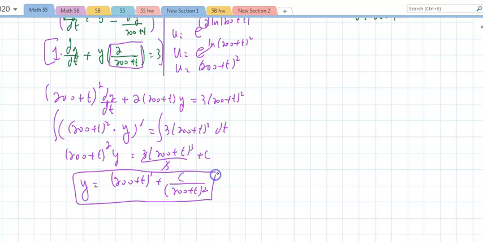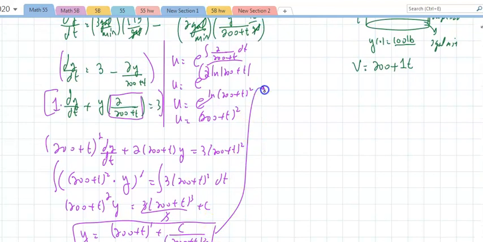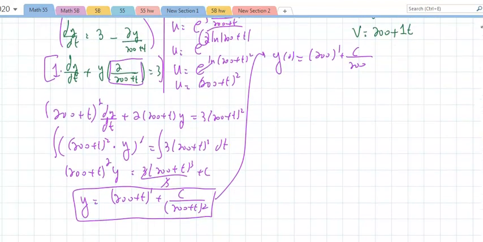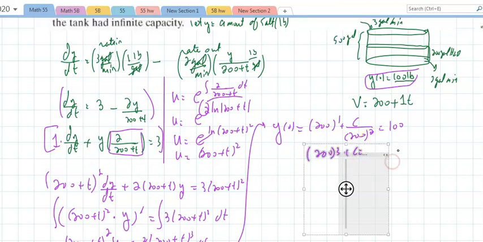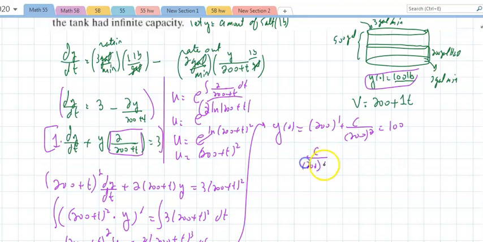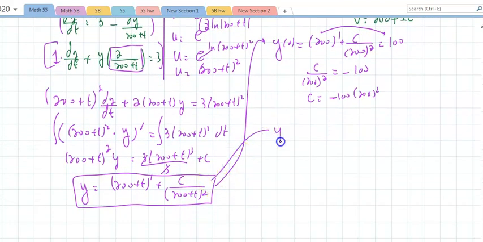That's my equation. I need to figure out the initial amount that's given. Y of 0 is 200 to the 1 plus c divided by 200 squared. And initially we said we had 100 pounds. So c over 200 squared equals negative 100. Simply 200 minus 100. So c is actually negative 100 times 200 squared. And now my equation becomes y equals 200 plus t minus 100 times 200 squared divided by 200 plus t squared.